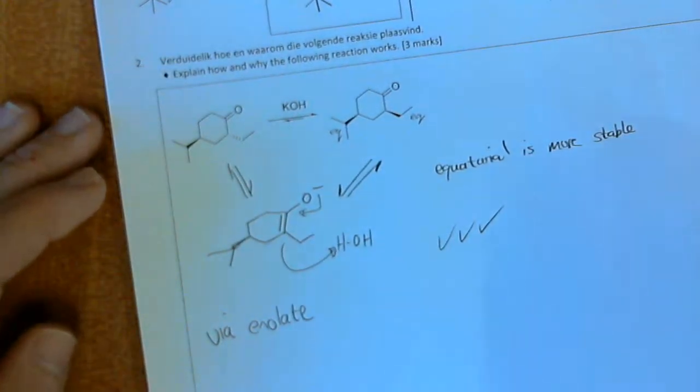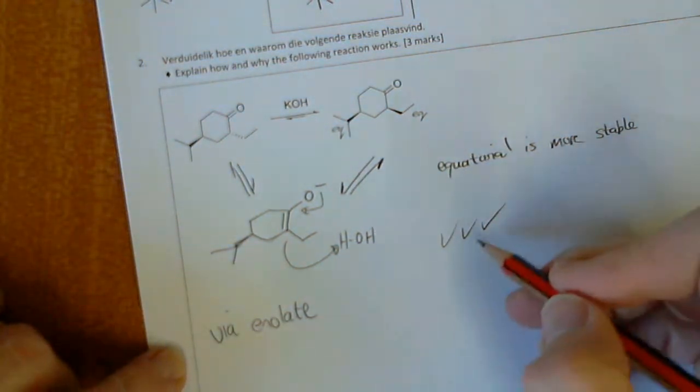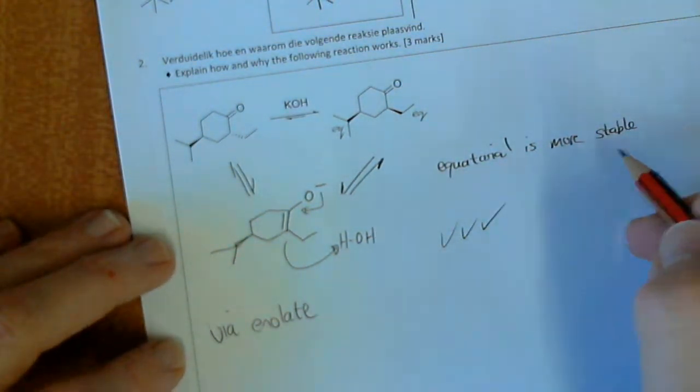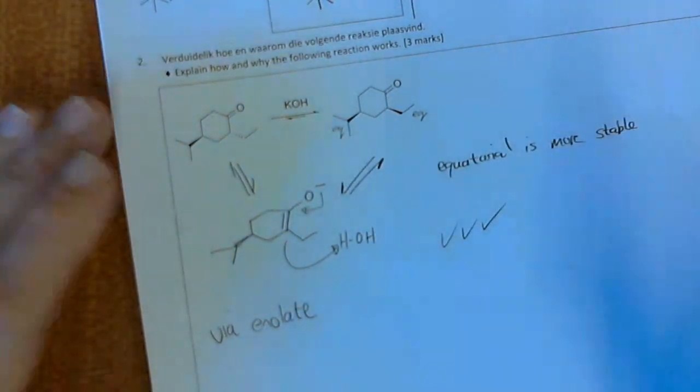Most of you, if you'd said something about the enolate, I would have given you 2 marks, but you didn't say about that. And if you said that the equatorial is more stable and kind of got that way, but didn't show the enolate, I would have given you 2 marks as well. So I try to be a bit lenient on that.